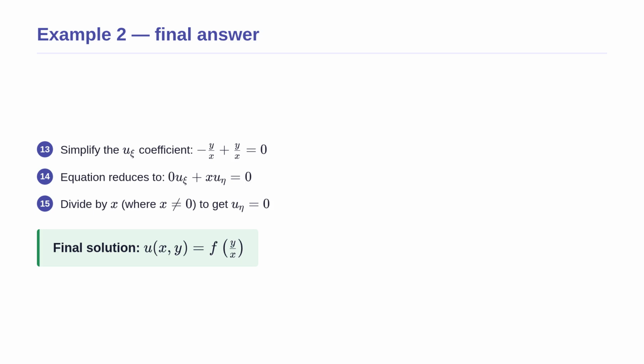This brings us to the final answer for our second example. We simplified the large algebraic expressions inside the parentheses. Looking closely at the coefficient for the xi derivative, the terms multiply out to negative y over x plus y over x. These perfectly cancel each other out to 0. The first term completely vanishes, leaving us with x multiplied by the eta derivative equals 0. Assuming x is not 0, we divide both sides by x, arriving at our clean canonical form.